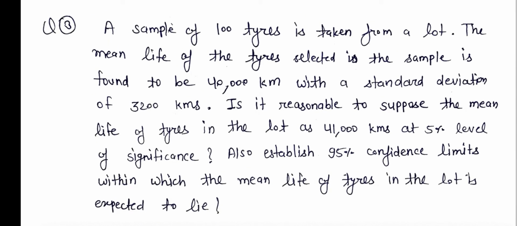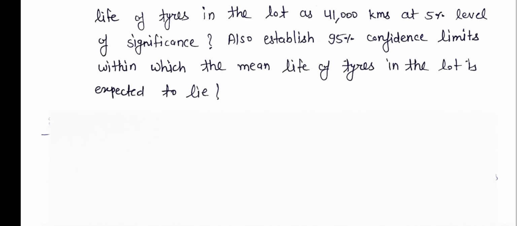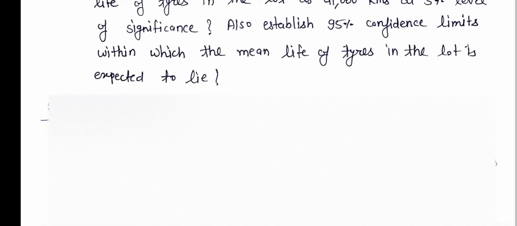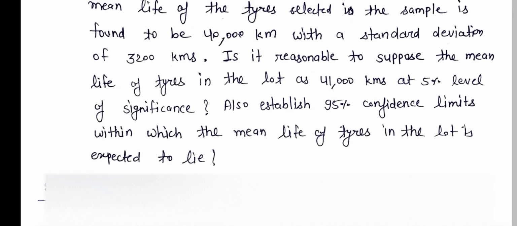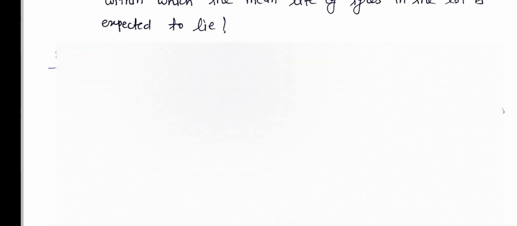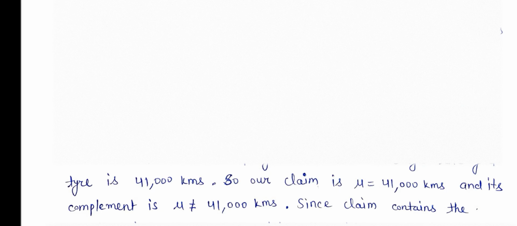So what we have given in the question, first of all, we have given 40,000 as a mean and the standard deviation is 3,200 kilometers. So we are given that mu 0 is equal to 41,000 kilometers and standard deviation is equal to 3,200 kilometers, and the sample size is 100. And now the sample mean x bar is equal to 40,000 kilometers. So these four values are given now.